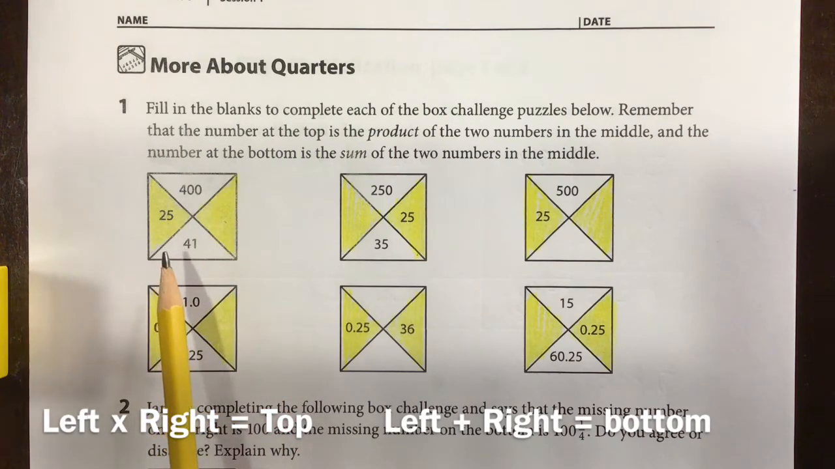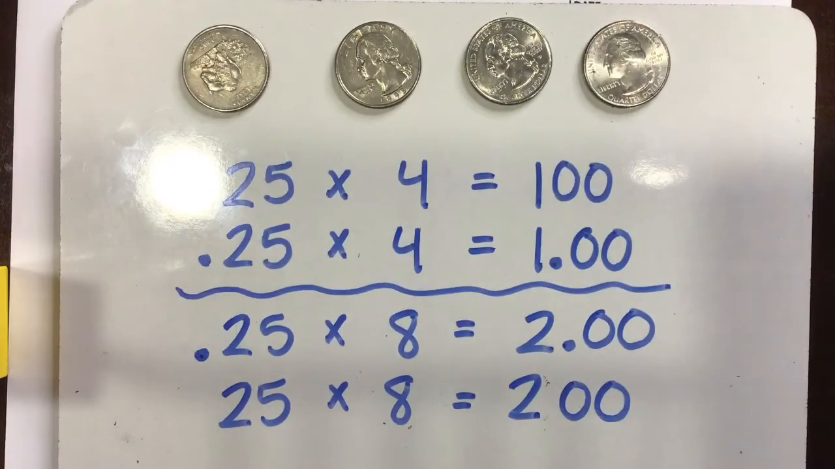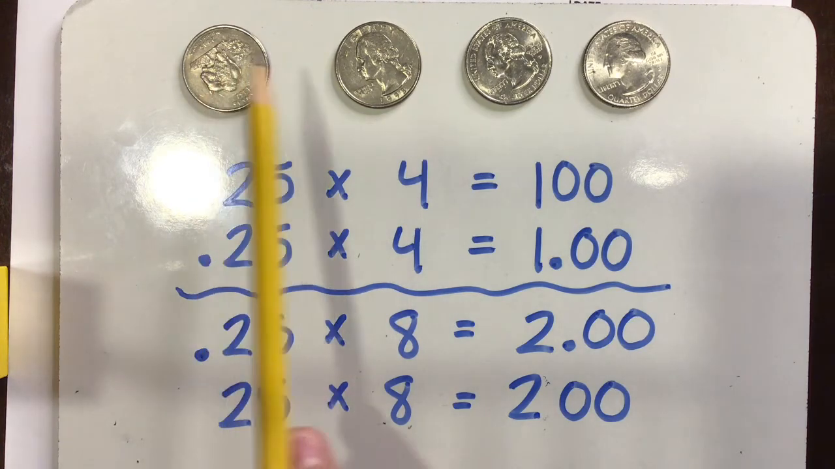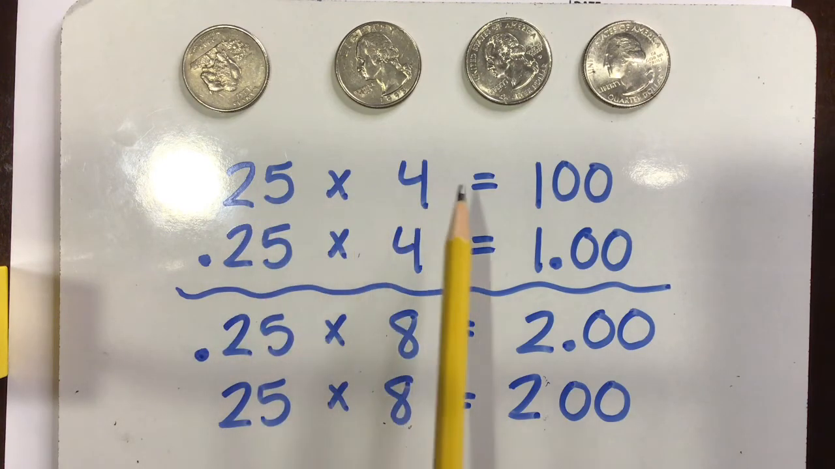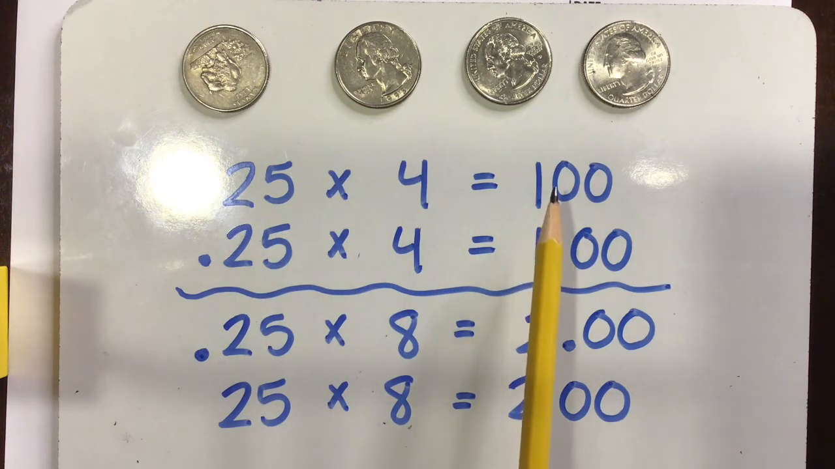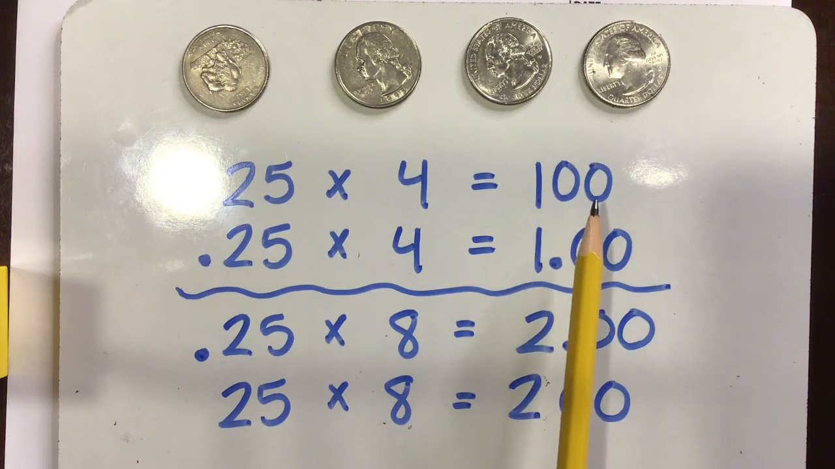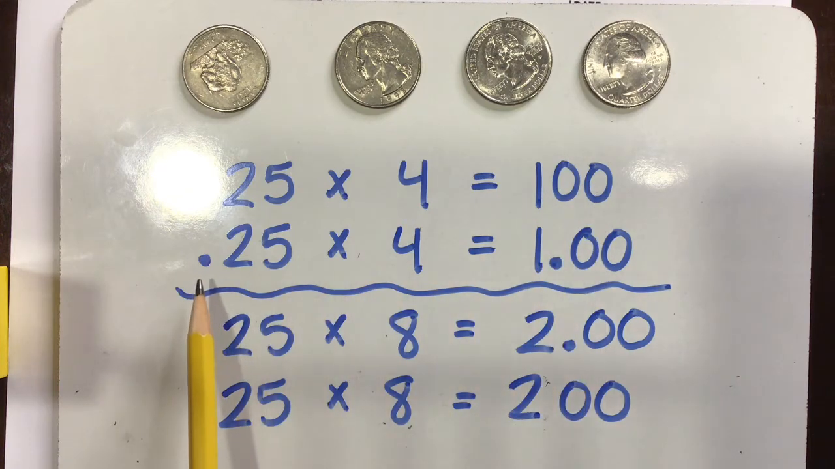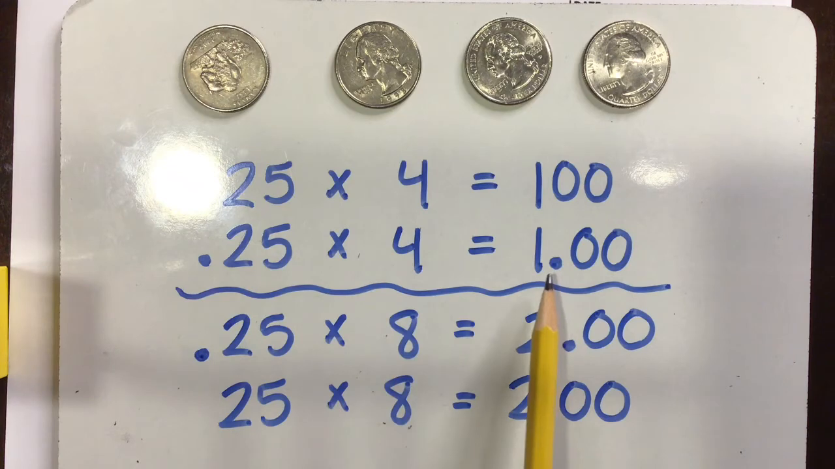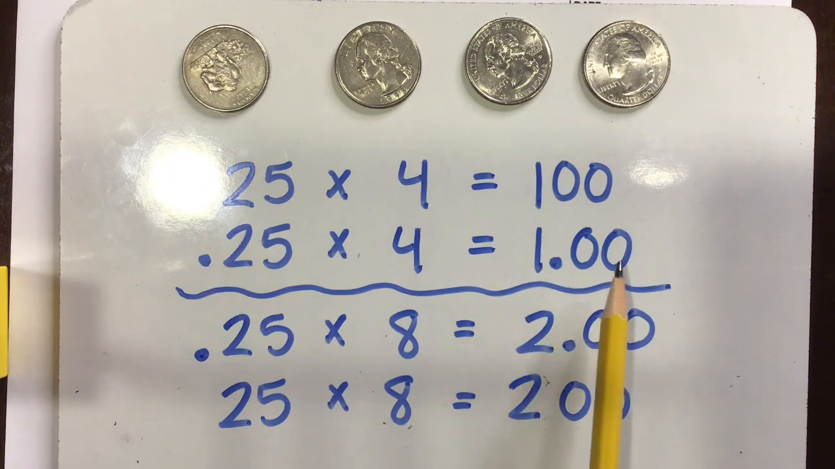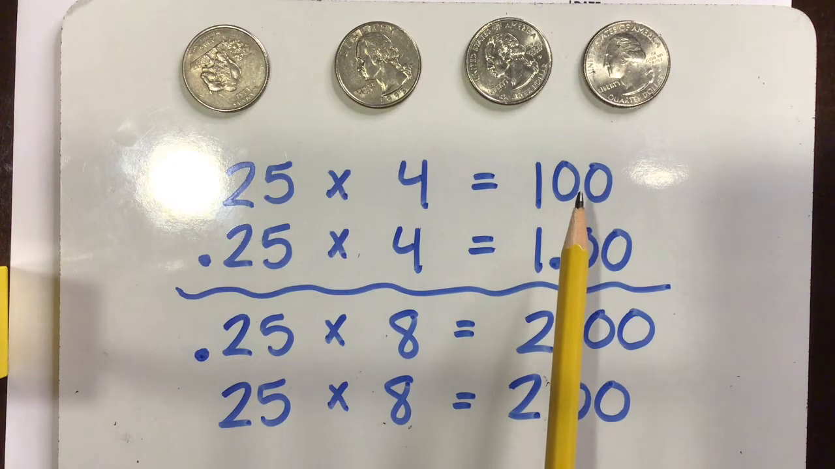So let's go ahead and I'm going to remind you about how to think about quarters. As you're solving the box challenge puzzles, it's really important and helpful if you think about quarters. Here I have 4 quarters above this whiteboard. So think about 25 times 4 equals 100. You can think about this as 100 cents. You can also think about this as 0.25 times 4, which equals $1. $1 is the same as 100 cents.